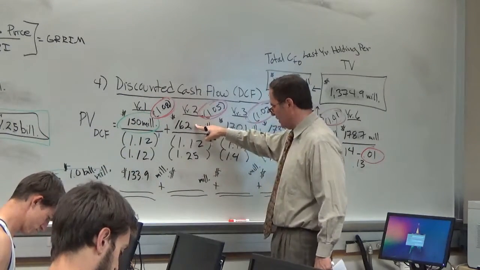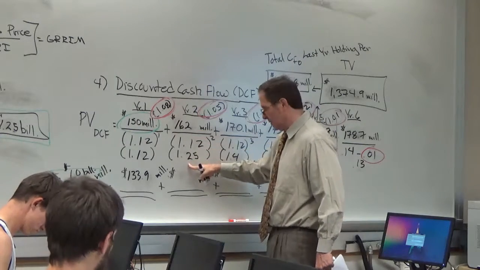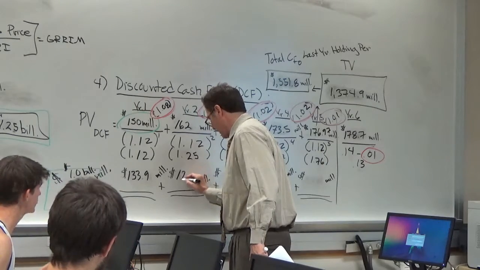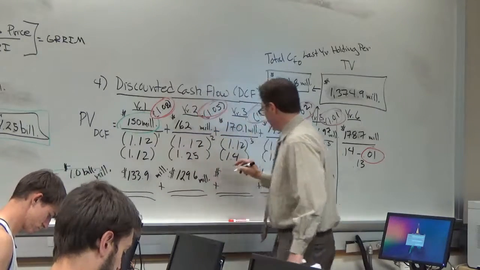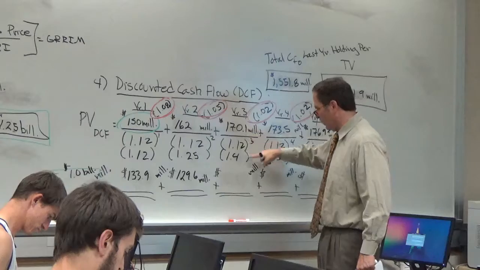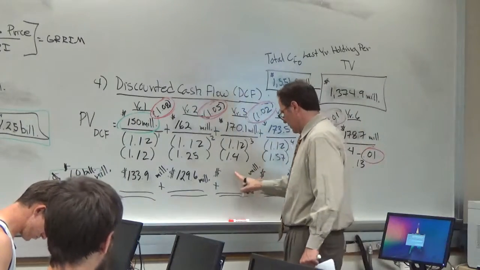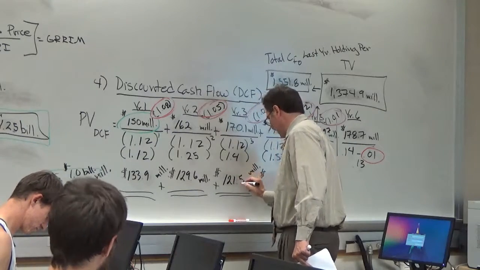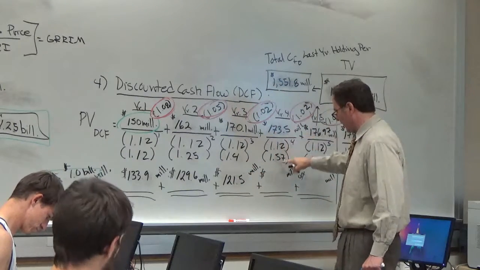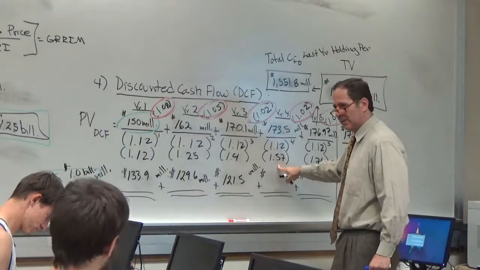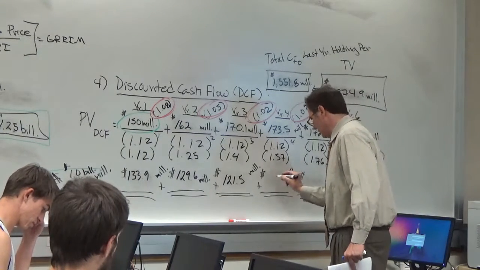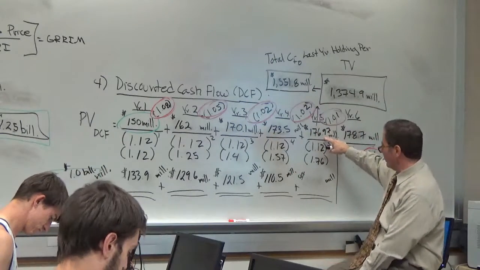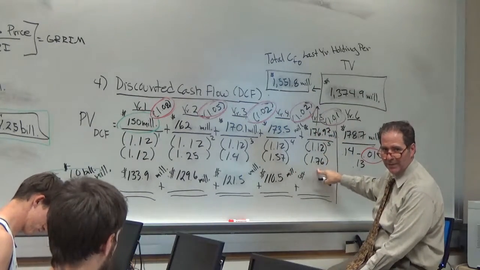133.9. What's 162 divided by 1.25? 129.6. Okay. What's 170.1 divided by 1.4? 121.5. What's 173.5 divided by 1.57? 110.5. And what's 176.97 divided by 1.76?